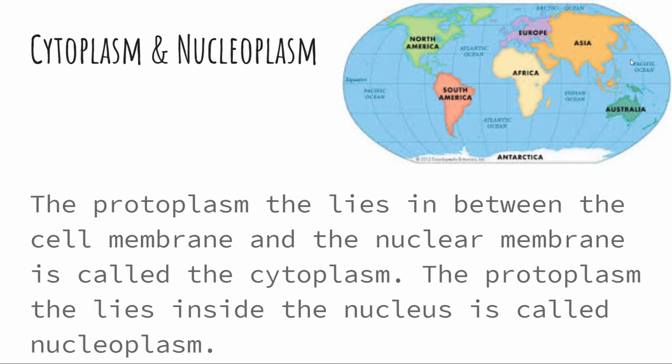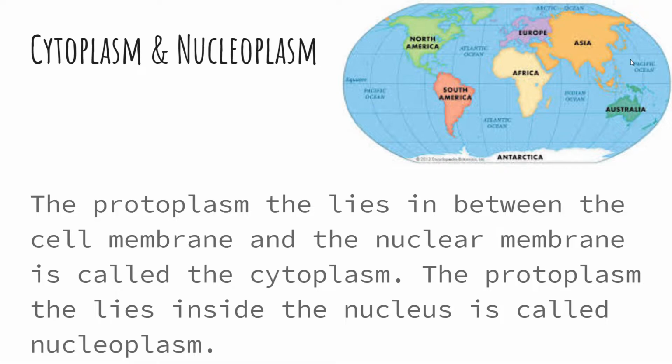Now let's talk about the cytoplasm and the nucleoplasm. But before getting into these, we have to know what the protoplasm is. The cell is filled with a substance called protoplasm, which is also the living component of the cell. The protoplasm that lies in between the cell membrane and the nuclear membrane is called the cytoplasm. The protoplasm that lies inside the nucleus is called nucleoplasm.